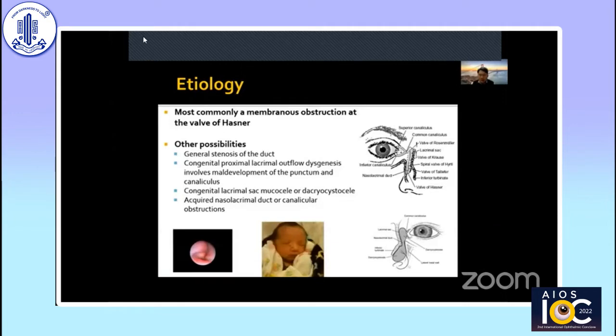But bear in mind that other possibilities do exist. Patients with tearing can have obstructions in other parts of the nasolacrimal system. So obstruction of the valve of Hasner is not the only cause of congenital nasolacrimal duct obstruction. Other possibilities, as listed here, including dacryocystocele, should be considered in the differential diagnosis list.